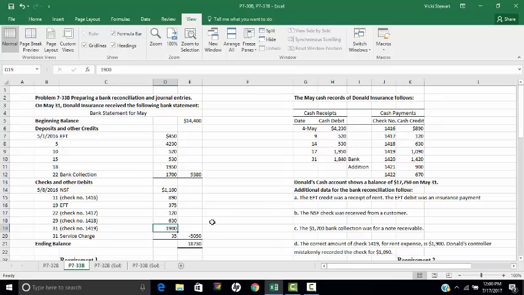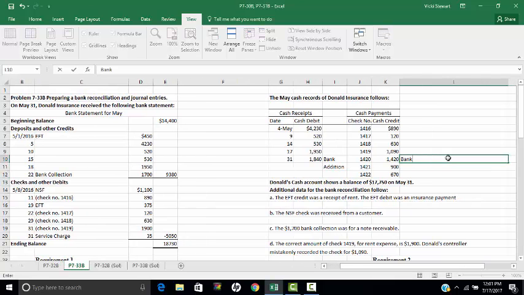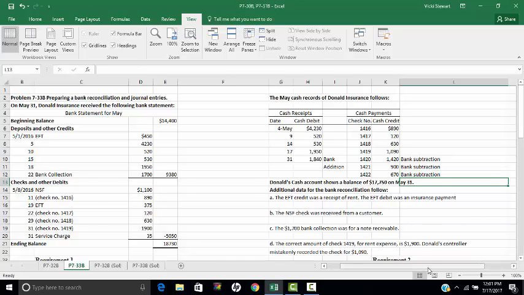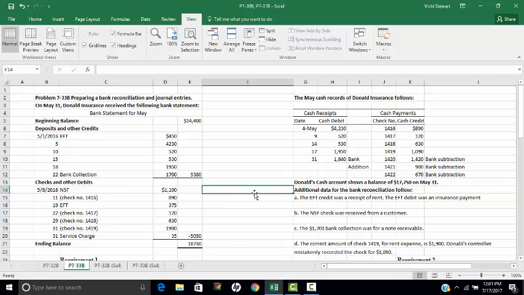So that's going to require us to do some additional research to see which of these entries were correct and how to make the entry to correct those. So we need to remember that. We'll have some additional information on that in just a minute. But we also do not see where check 1420, 21, or 22 cleared the bank. So each one of those is going to have to be on our bank reconciliation as a bank subtraction. So we just want to note those for completing the bank side of the bank reconciliation.